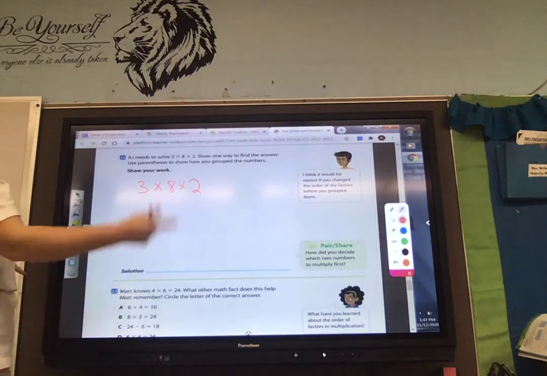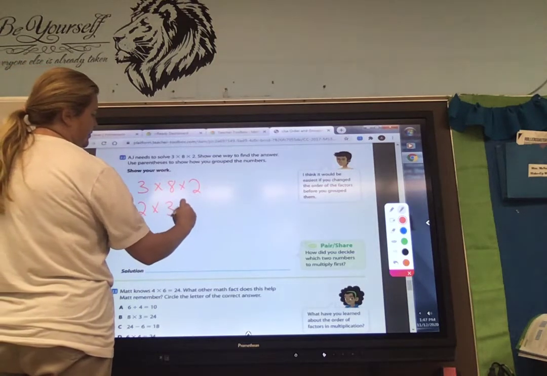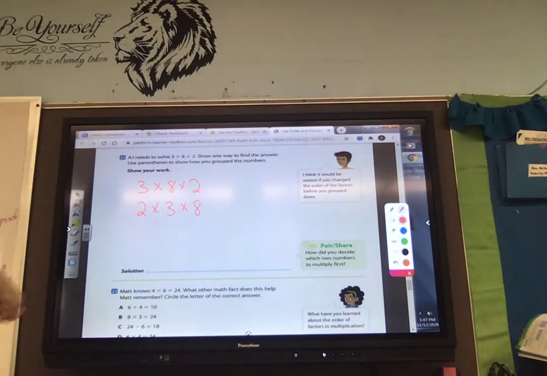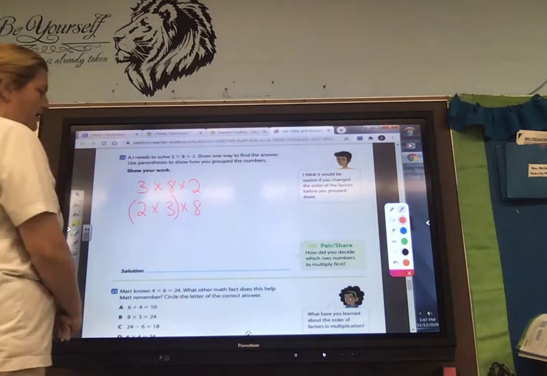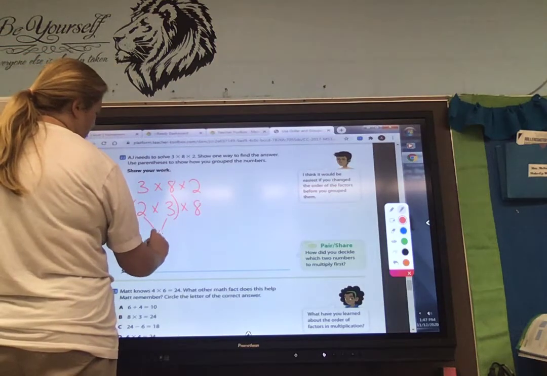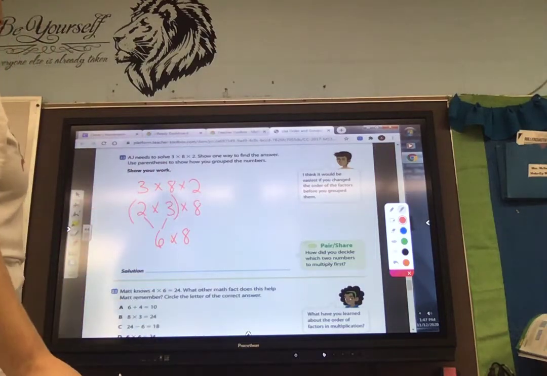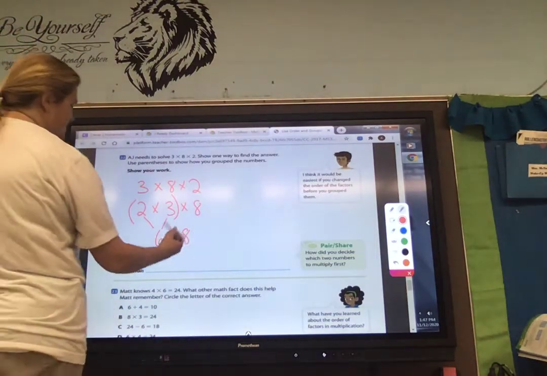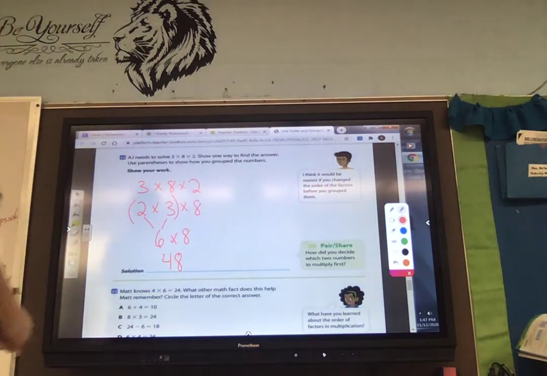So I'm actually going to reorder this. I'm going to use the commutative property, and I'm going to put them in a different order. I'm going to put the smallest factor first, which is 2. I'm going to put 3 in the middle and 8 at the end. The commutative property says I can do that. Now I'm going to group those 2 small factors together. And I know 2 times 3 is going to give me the answer of 6. And 6 times 8. Again, I hope you spouted that answer off really quick because you're practicing those 6's. 6 times 8 is 48. 48 would be my answer.